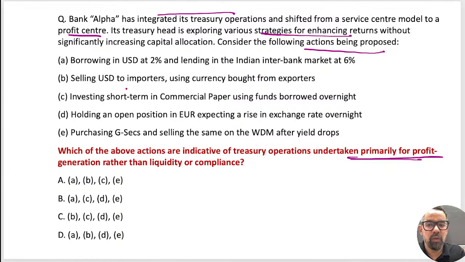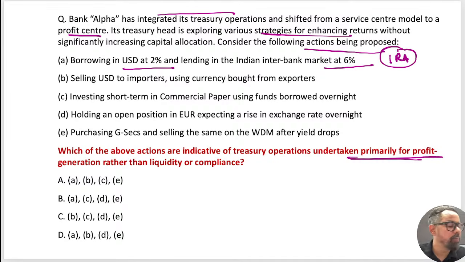The first one, what they have done is borrow USD from the US market at 2% and lend in India. This is a case of arbitrage, okay? Interest rate arbitrage basically.